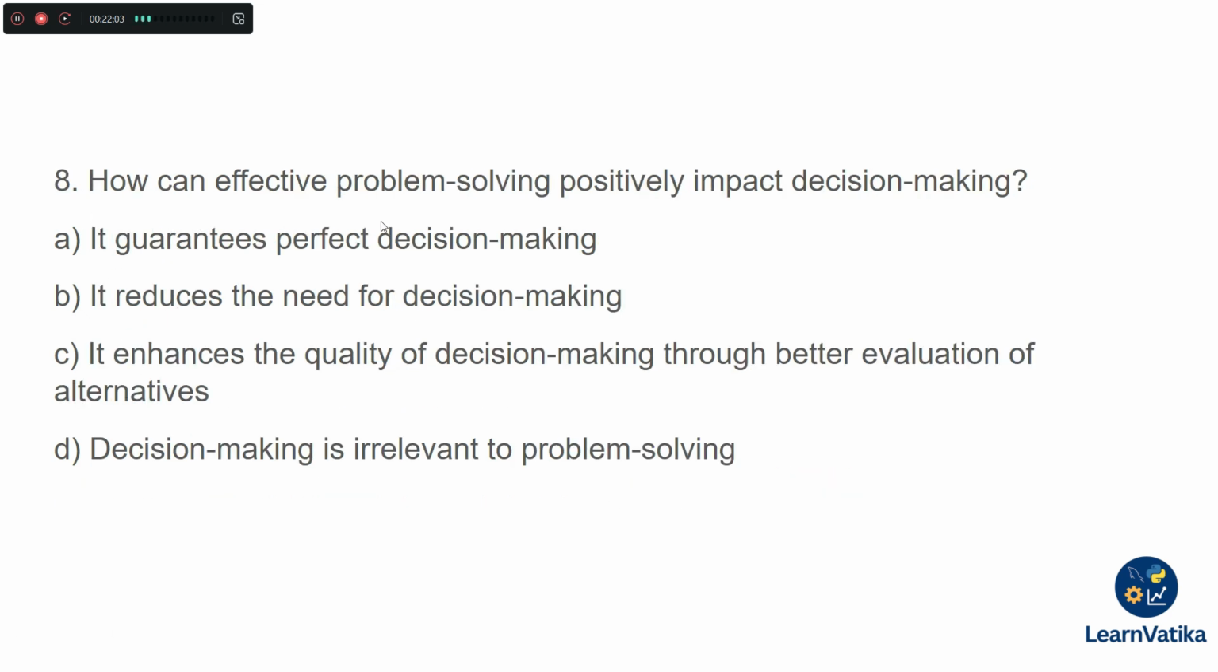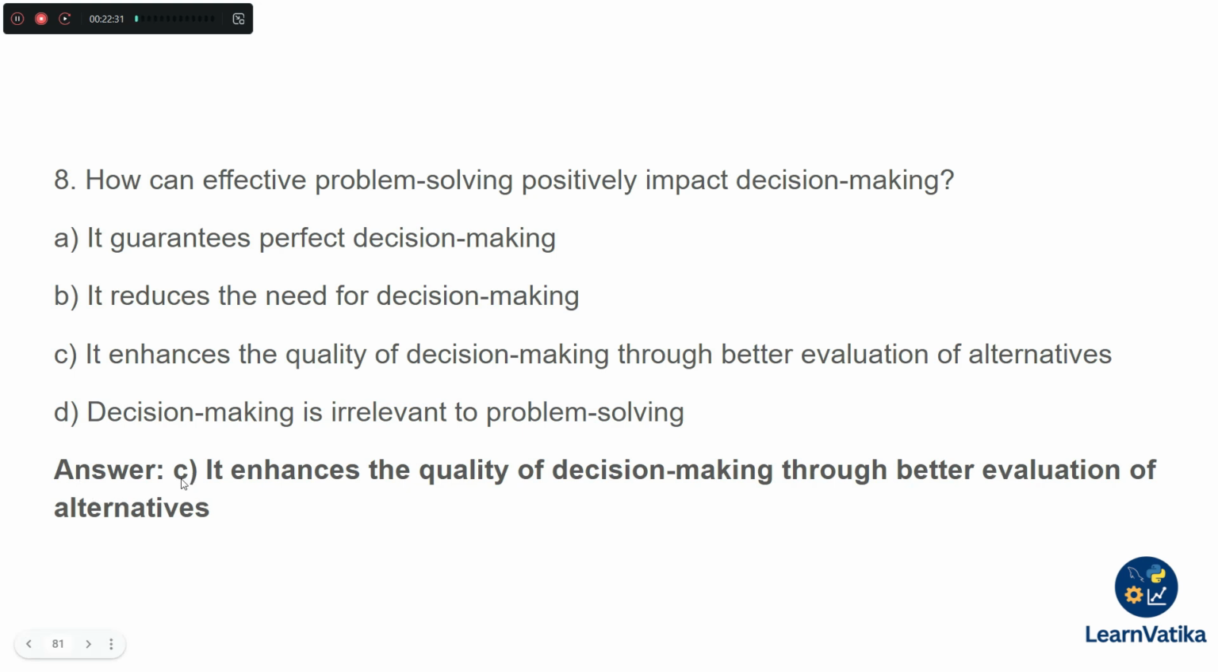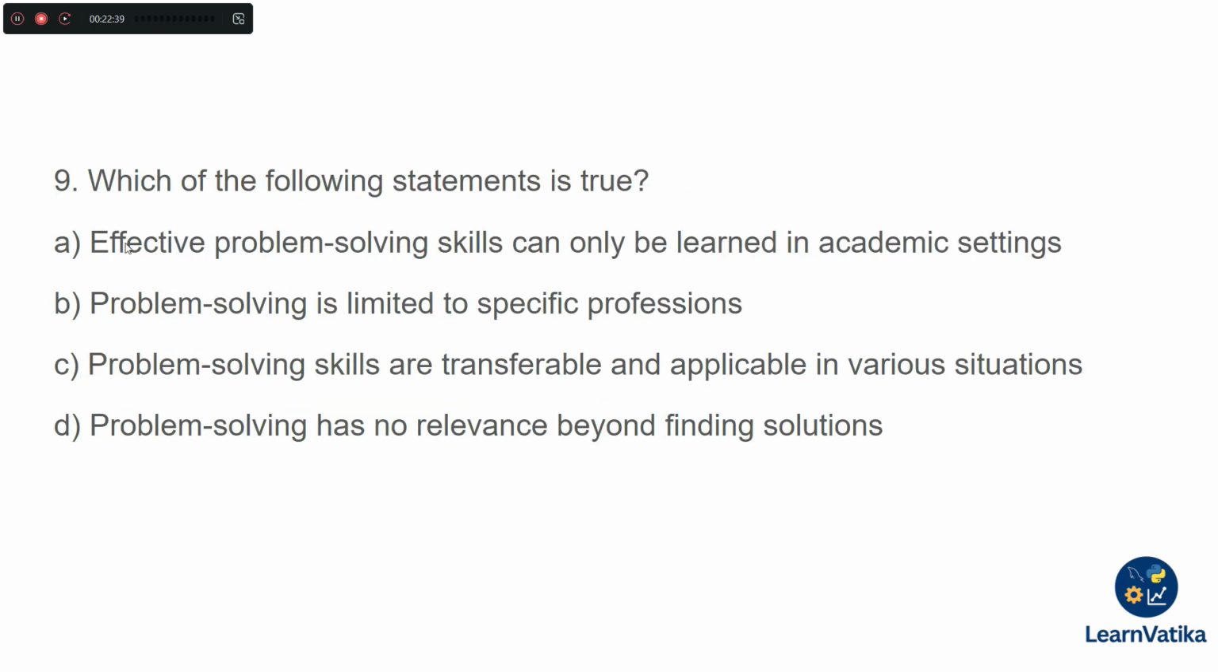The eighth question, how can effective problem solving positively impact decision making? Option A, it guarantees perfect decision making. Option B, it reduces the need for decision making. Option C, it enhances the quality of decision making through better evaluation of alternatives. Option D, decision making is irrelevant to problem solving. The answer is option C. It enhances the quality of decision making through better evaluation of alternatives.